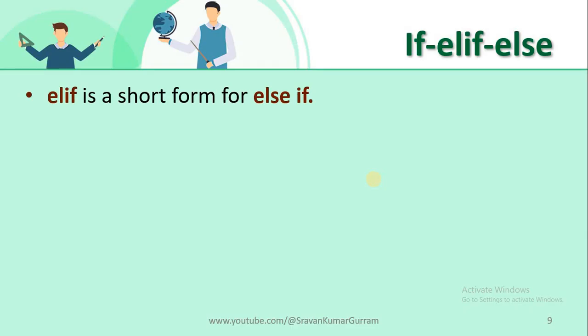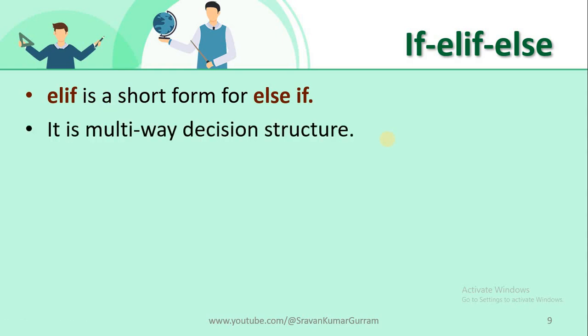Now see, the next structure is if elif else. Here we are using the keyword elif. This is the short form for else if. Generally in C based programming languages like C, C++, Java, we use the keywords else space if. But in Python, we write elif. So it is a multi-way decision structure, because here we are going to create multiple paths.